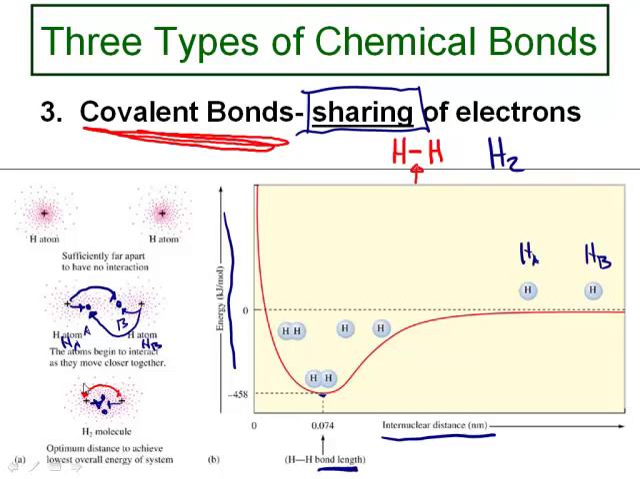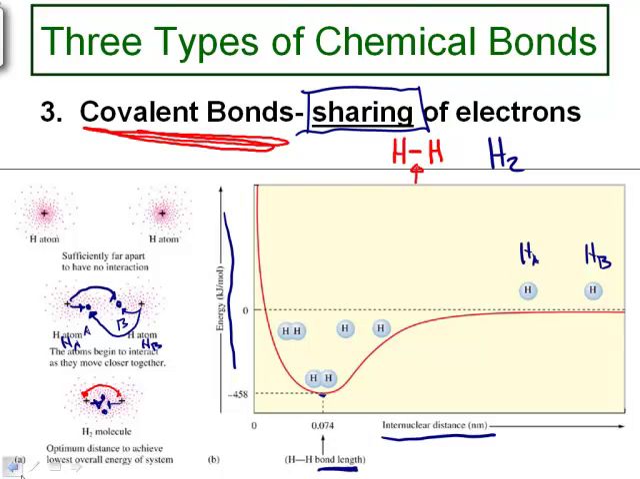This is actually a more accurate picture, where we show that the electrons really spend some time out here, but it's most likely to find them in between the nuclei, and the attraction of the nuclei to those electrons is what makes the bond, okay? So just keep in mind what's actually going on.